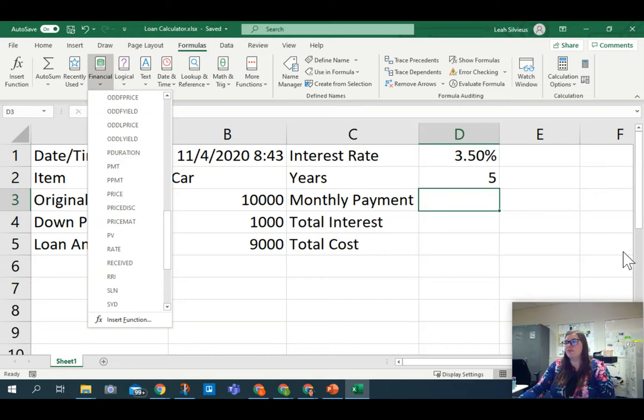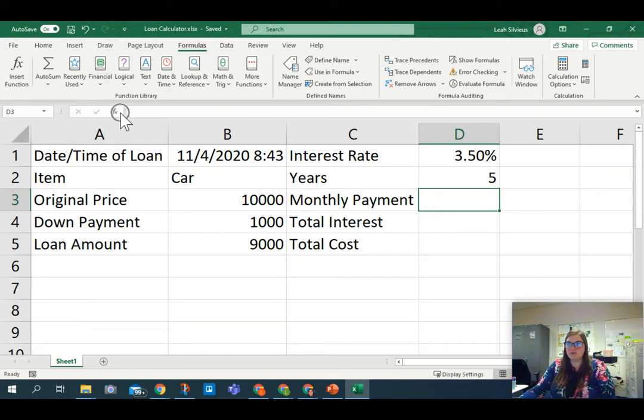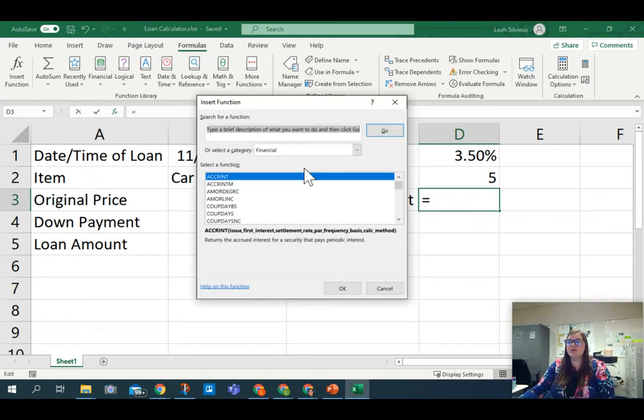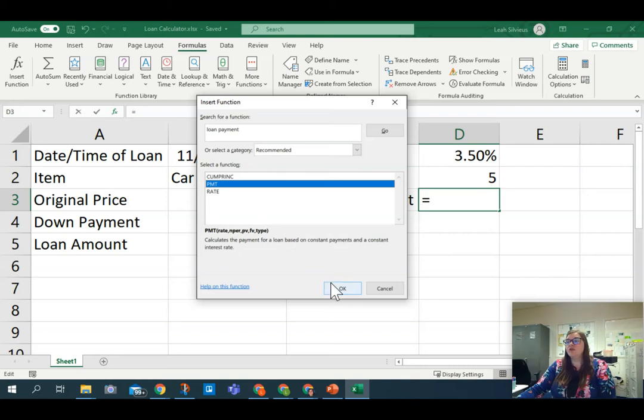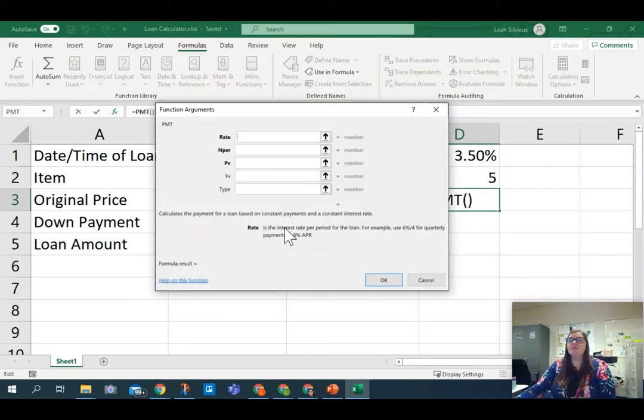Now, if you don't have this available up here, you can always go to the FX button and search for one. Like I can type payment here and hit go, and it will give me the recommended options. If I put in monthly loan payment, let's try that. Oh, nope, let's go loan payment and see what it pops up with. It says there's only 3 and PMT is one of them. Your goal is to get into that function and into this dialog box because this is where we're going to start actually being able to create what we want.